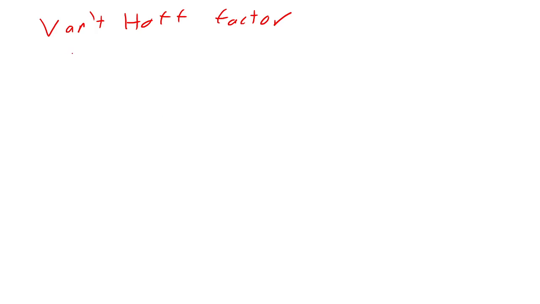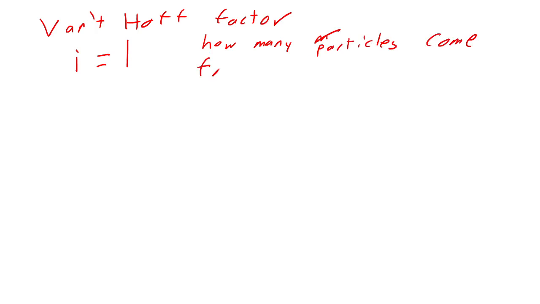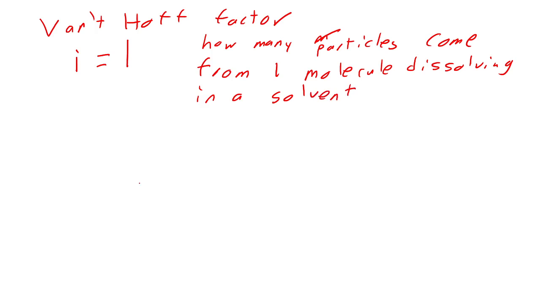So what is a Van Hoff factor? We're going to use this with a symbol called I. And for many substances, I is going to be 1. What this represents is how many particles come from one molecule dissolving in a solvent. So what the heck does that mean, and why would this ever be different?